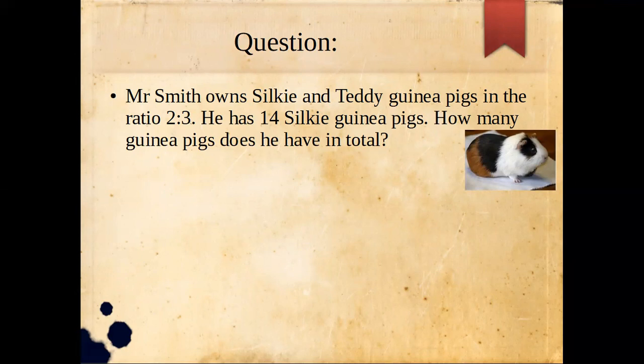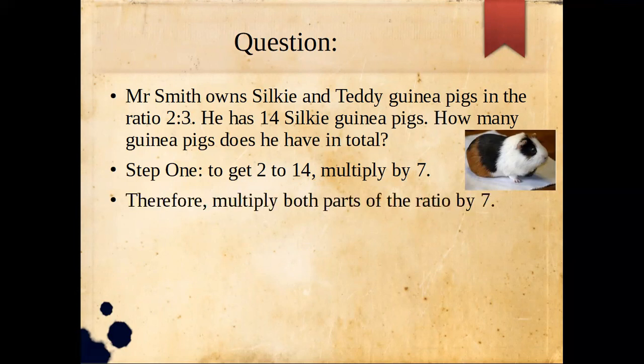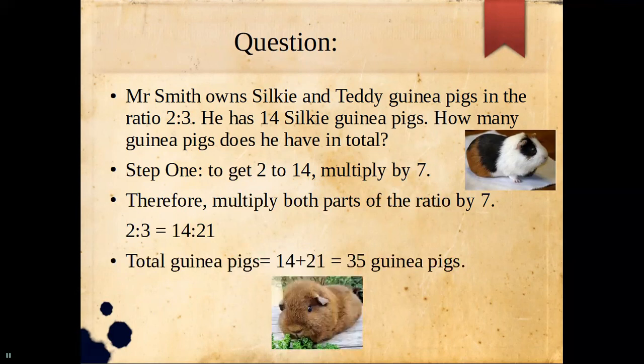All right. Okay, so the answer, step 1, to get 2 to 14, because Silky guinea pigs are on the left, which is the 2, we multiply by 7. That means we're going to have to multiply both parts of the ratio by 7 to get the normal ratio, which is going to be 14 to 21. Then if we add them together, we work out that Mr. Smith has 35 guinea pigs, and that is our final answer. Well done if you got that yourself.